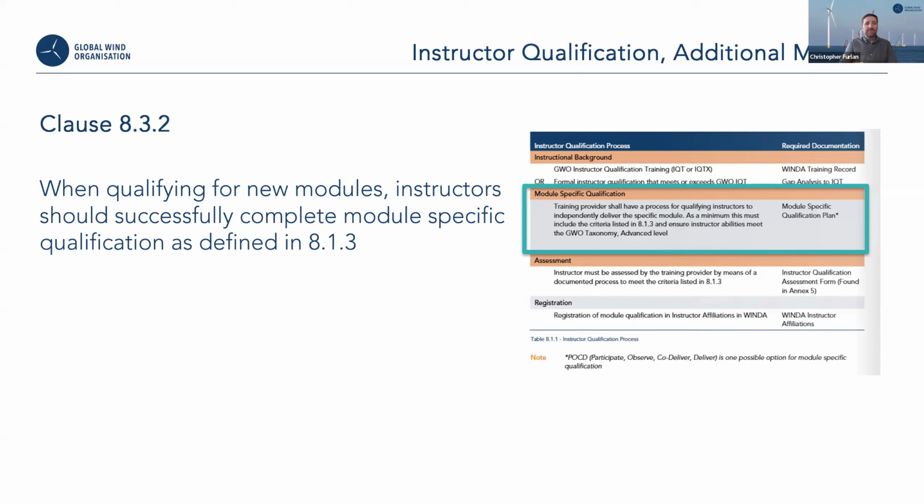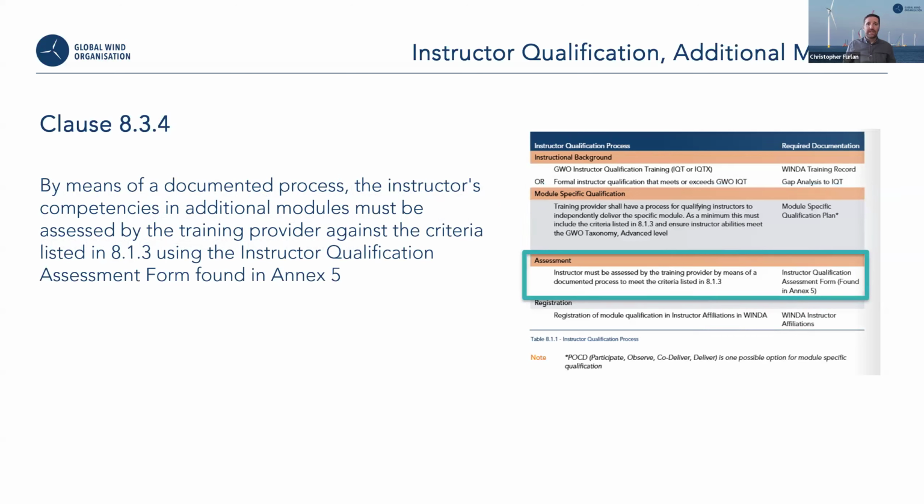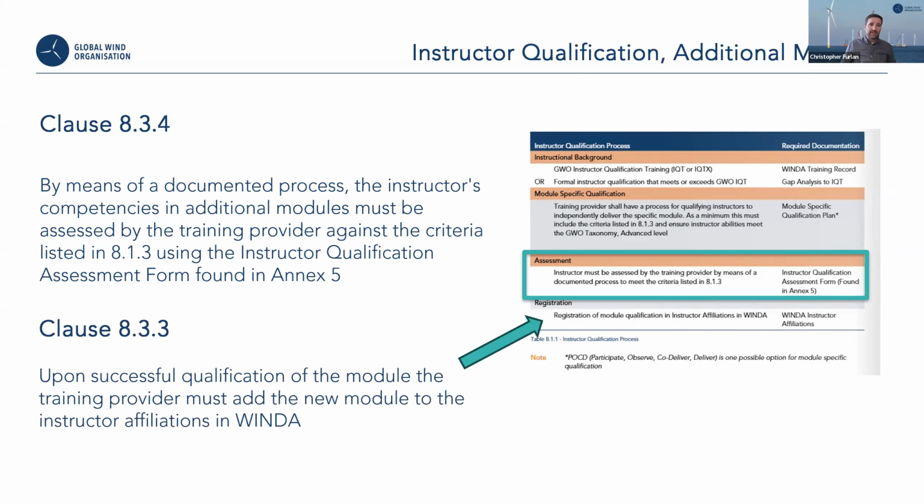Well, essentially what happens is you start at step 2 of the qualification process, which means that you start with the module specific qualification, meeting the criteria outlined in 8.1.3, and then you do the assessment, again, according to the instructor qualification assessment form. So you're just doing a repeat of the initial instructor qualification process, but without the instructional background. The instructional background is a one-off, you do it once. And again, just like always, upon successful completion of the module, the training provider must add the new module to the instructor affiliations in WINDA.